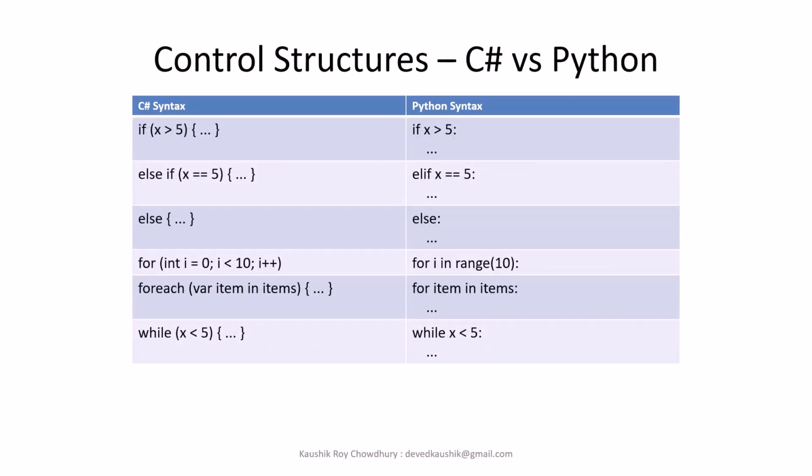Now control structures. Control flows in Python like if, for, and while map cleanly to C#, but with simpler syntax. So no parentheses are required around conditions. There are no parentheses, and blocks are defined by indentation. The elif keyword in Python replaces else if in C#.